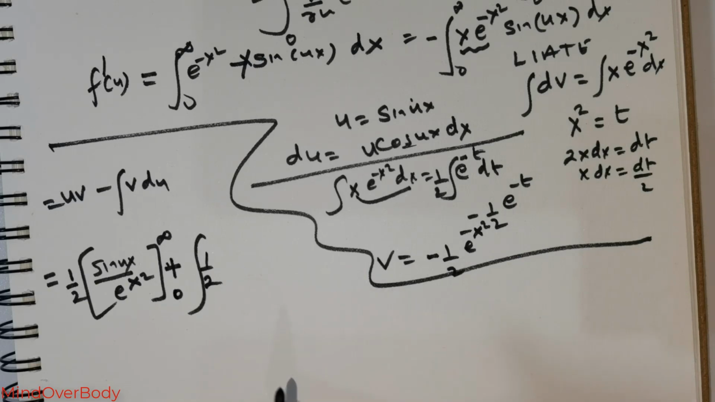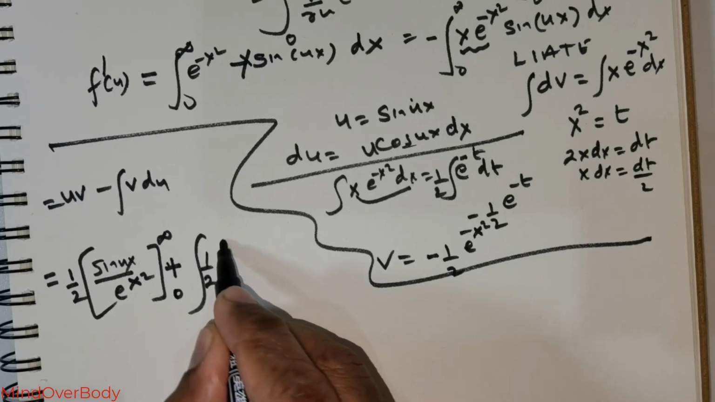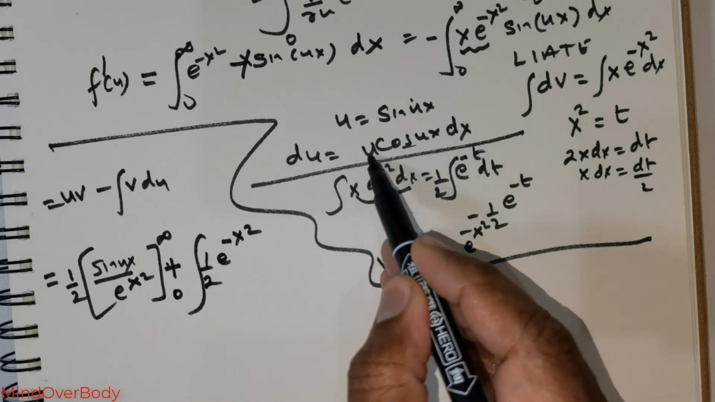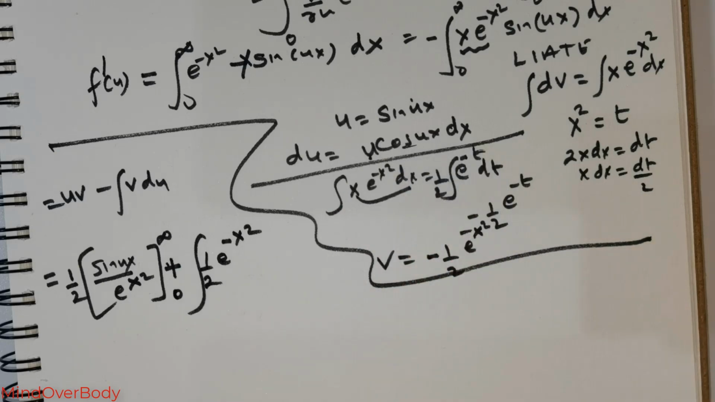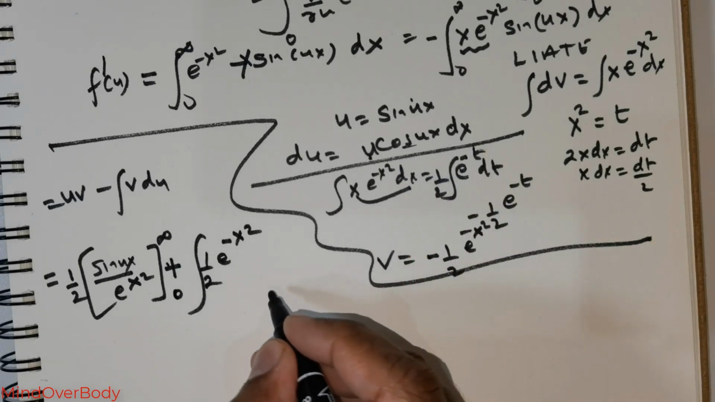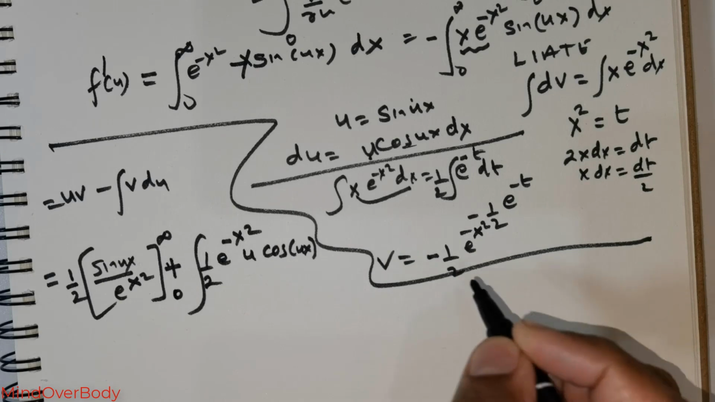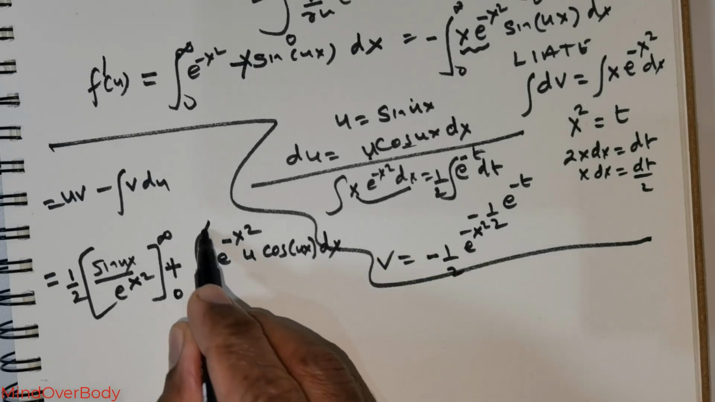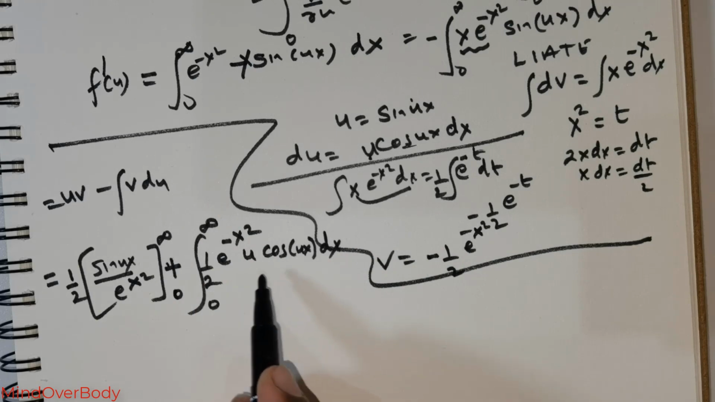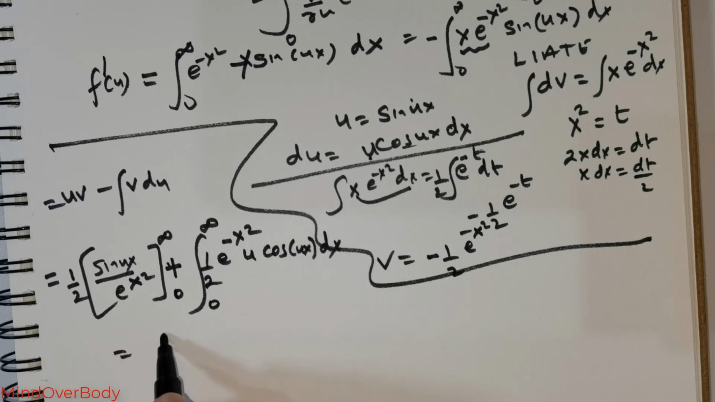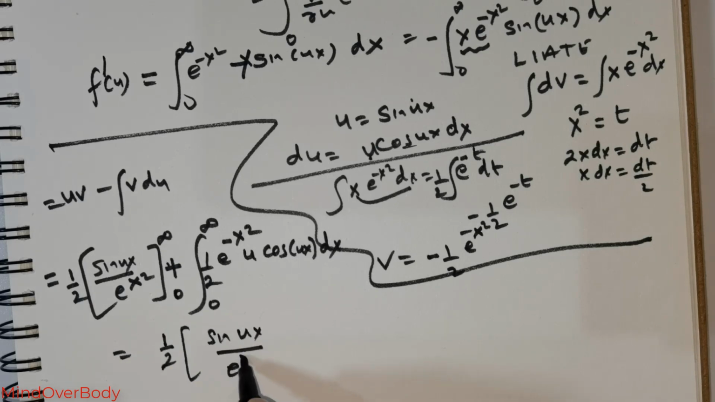is going to be 1 over 2 times, my v is e raised to the power of negative x squared, my du is u times cos ux times dx. Let me place that value, u times cos of ux times dx. Limits are 0 to infinity. Now I can take the u out because the integration is with reference to x. So this is rewritten as 1 over 2 times sine of ux divided by e raised to the power of x squared. Limits are 0 to infinity.